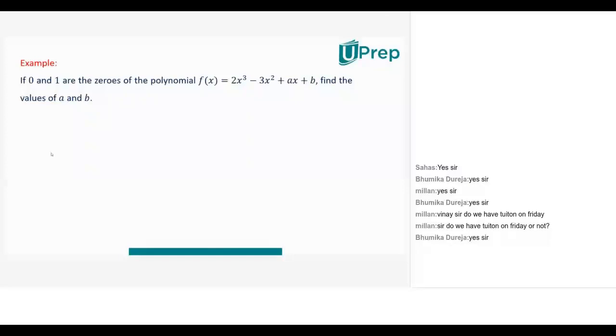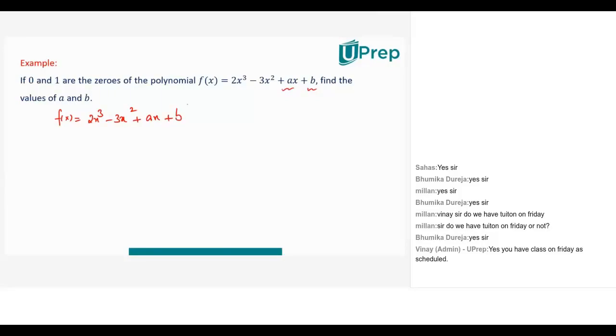Yeah, one simple example. If 0 and 1 are the zeros of a polynomial, 2x cubed minus 3x square plus ax plus b. The problem is there are 2 unknowns in this: one is a and one is b, which we need to find. What is the condition he gave? 0 and 1 are the zeros of the polynomial. So let's consider f of x equals 2x cubed minus 3x square plus ax plus b.